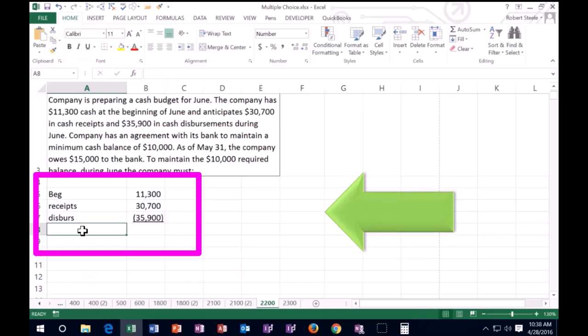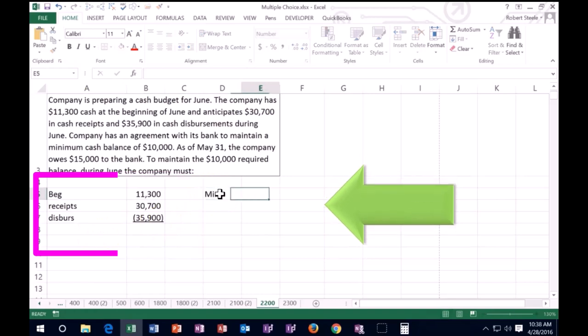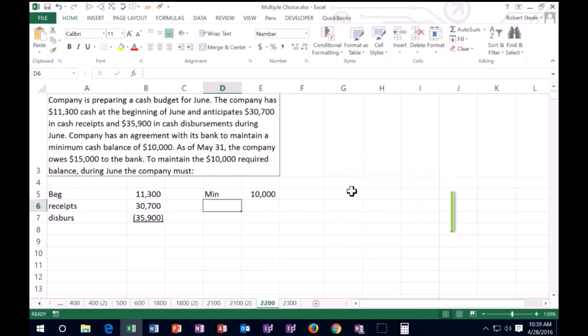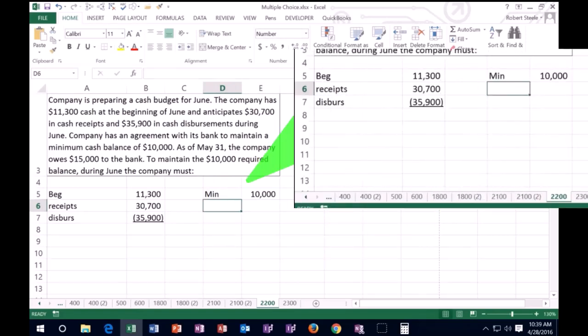Okay, and let's see what else we have. The company has an agreement with the bank to maintain a minimum balance. So I'm just going to note that over here, minimum balance. We want a minimum balance in our checking account of 10,000. That's like our cushion. We don't want to go below there. We're told our bank, hey, if we go below 10, then give us an automatic loan because we need 10 in there at any given time in case of emergency. We currently have a loan to the bank as of May 31st of 15,000. So I'm just going to note that on the side.